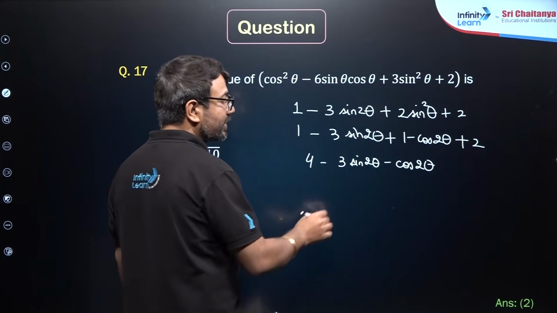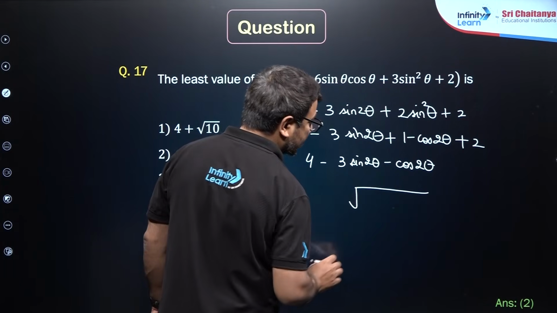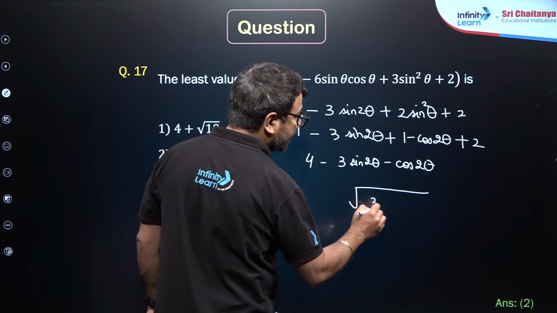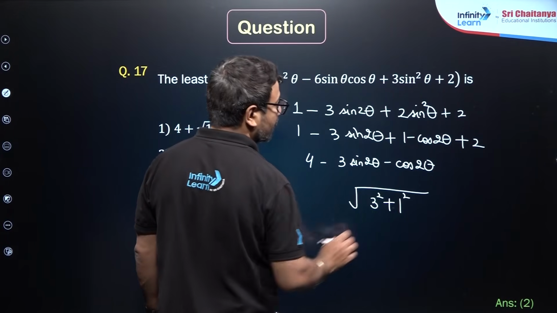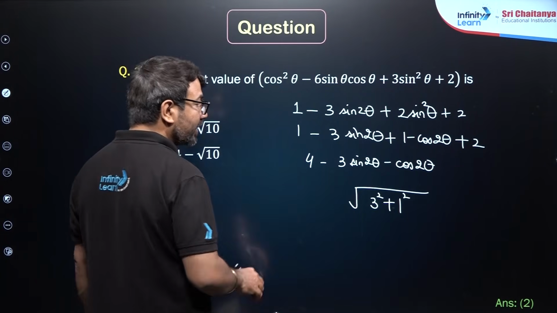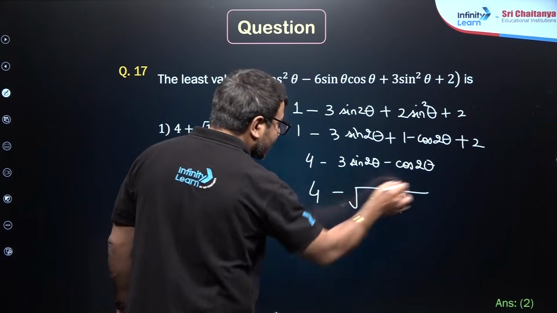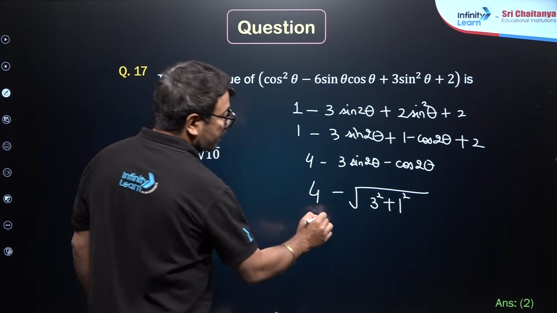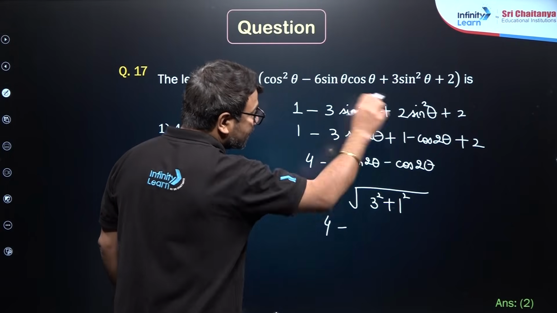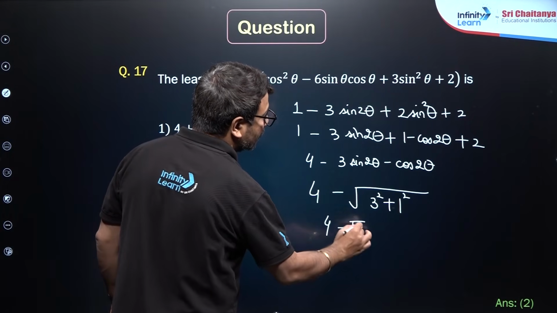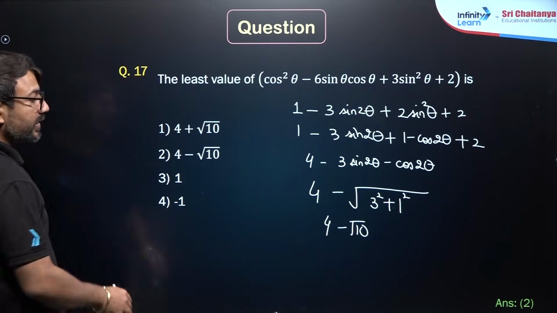So if you have to get the max or the min value of this expression, you will have 3 squared plus 1 squared, and over here the negative is already taken outside. So the max value of this function will become root 10. 4 minus the max value will be the entire min value of this function. So 4 minus root 10 is there in the second option.